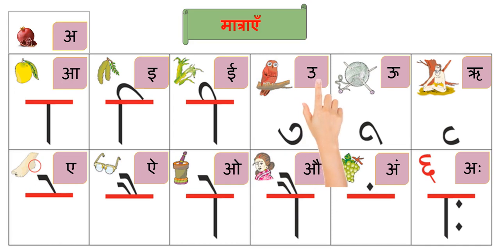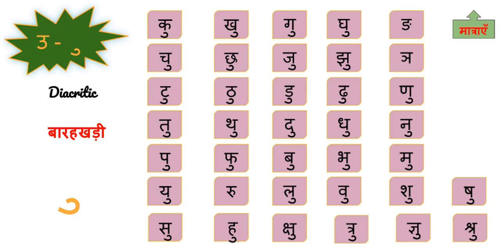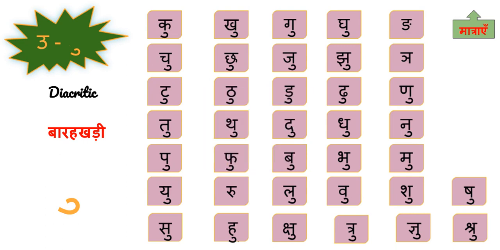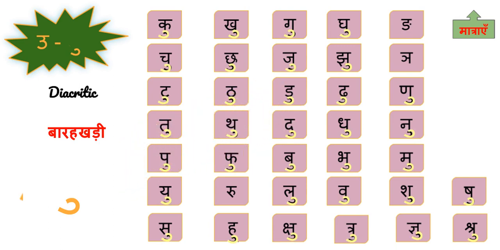उल्लू वाला उ. उल्लू वाला उ means choti u. Choti u ki matra will look like this, kind of reverse C. And when this matra is added to the consonants, they look like this. And they will be read as one eye blink moment. Ku, khu, gu, ghu.